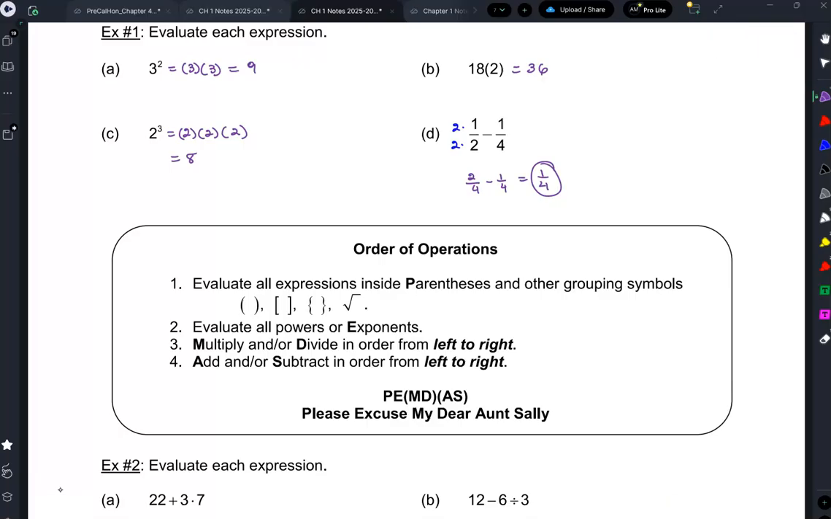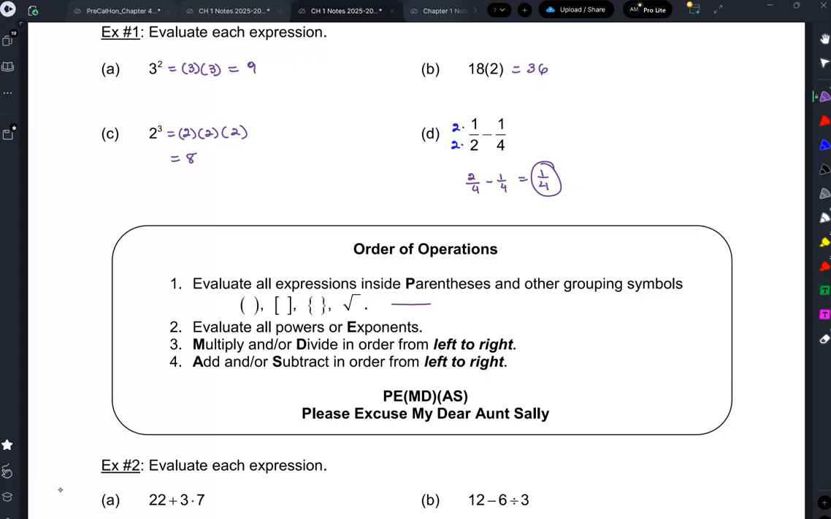What we do first. So first, we do parentheses and grouping symbols. Now, parentheses, or grouping symbols, can come in different shapes. So I have parentheses like this. I have brackets. These are called square brackets. I can have curly brackets. A square root is actually a grouping symbol. A fraction bar is actually also a grouping symbol. Okay? Now, so first you do everything inside the grouping symbols or the parentheses.